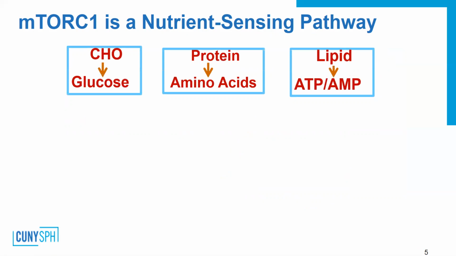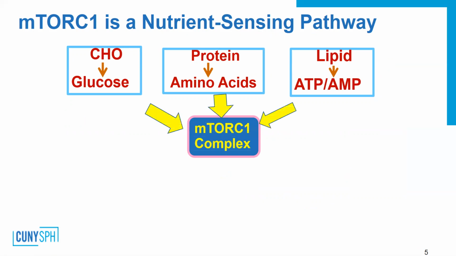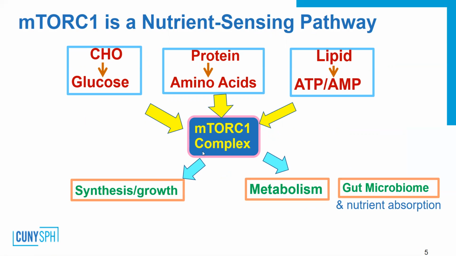So as I mentioned, mTORC1 is a nutrient sensing pathway. It receives inputs from all the macronutrients. So carbohydrate's end product is glucose, proteins are broken down to amino acids, and lipids generate energy, ATP and AMP. They all are integrated by the mTORC1 complex. And mTOR in turn regulates protein synthesis and growth.